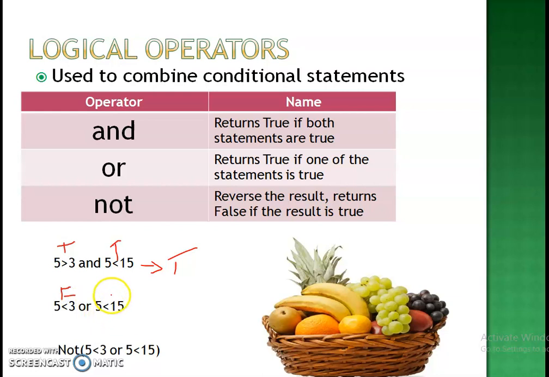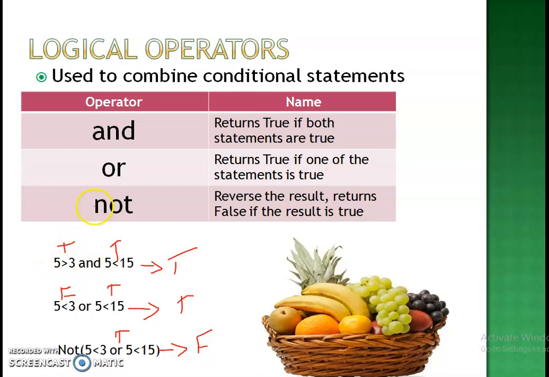Then 5 is less than 15, this condition is true. The result is true. So the entire expression returns the value as true. When I negate it, it returns the result as false. The NOT operator returns the value as false.